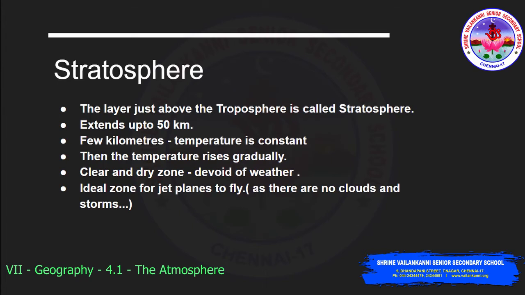Next one is the stratosphere. The layer which is above the troposphere is called the stratosphere, and it extends up to 50 kilometers. And here the temperature is constant for a few kilometers to begin with, and then it rises gradually. This zone is very clear and dry, and far from the weather phenomena. So you cannot see the weather phenomena in this layer. There are no clouds here and no storms here. So these factors make it the ideal zone for jet planes to fly in.